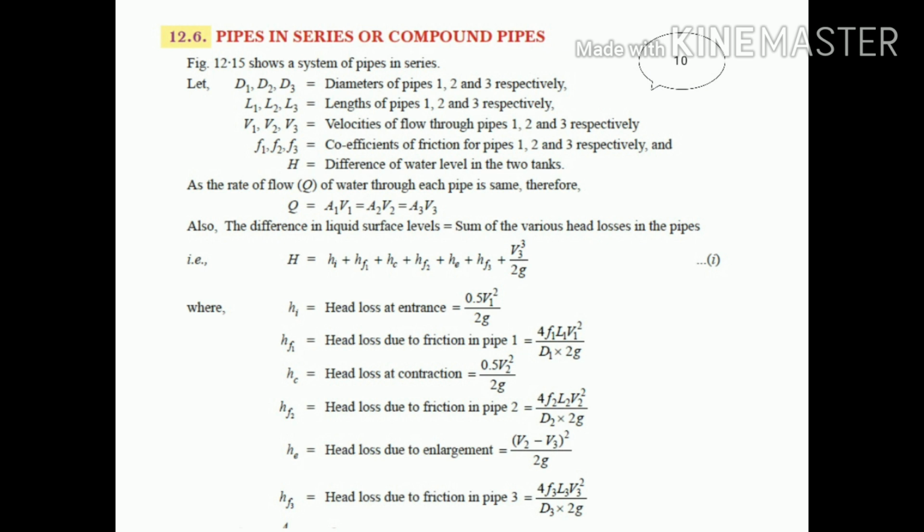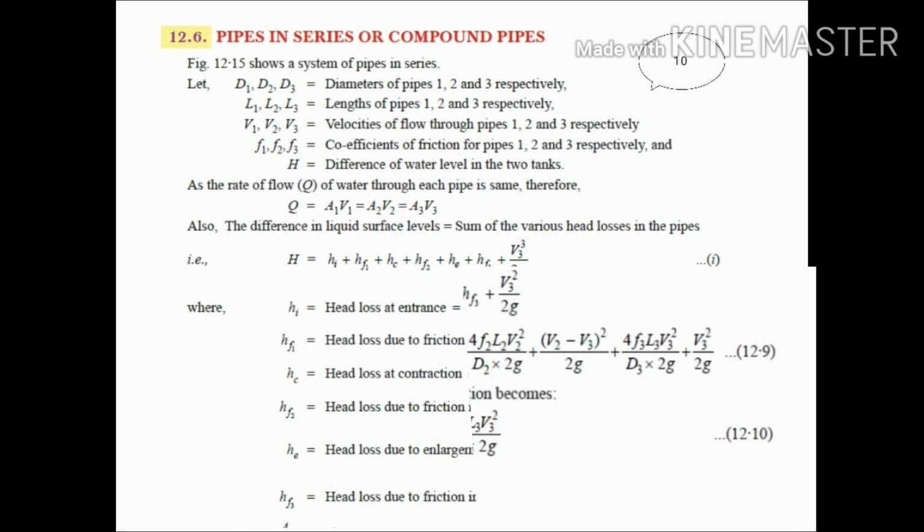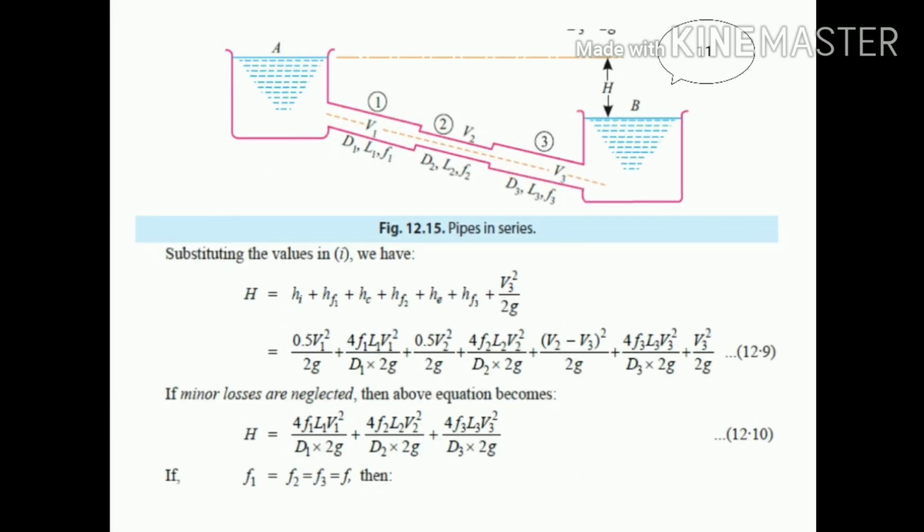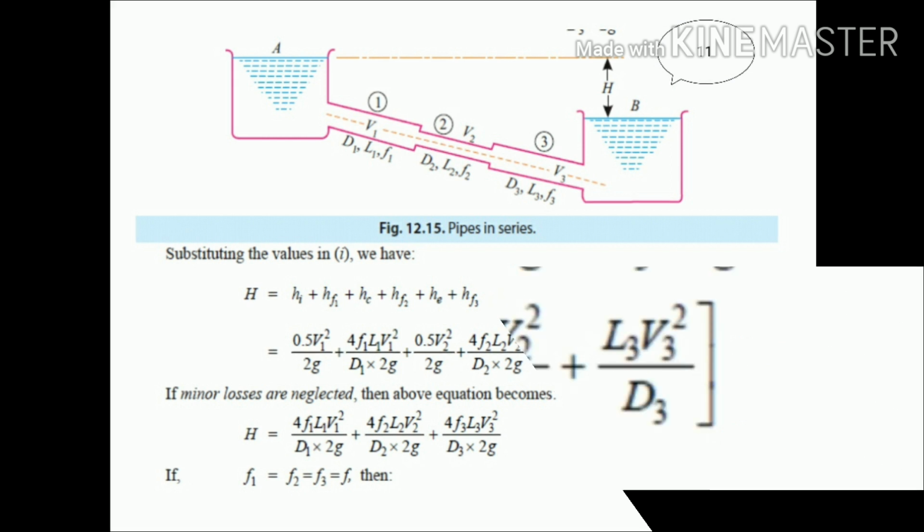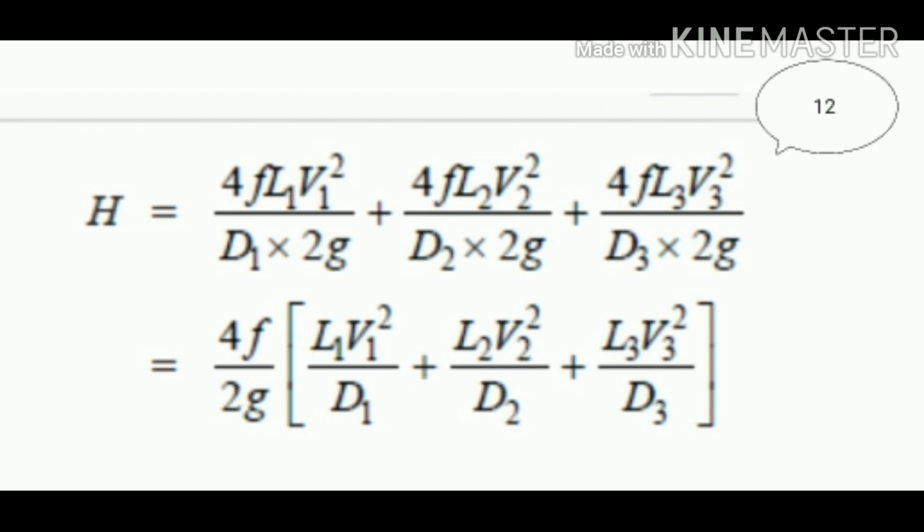So if you just see, these are the simple formulas which I have written. When the friction factor for the pipes is the same, it means not that the loss of head due to friction is the same, but that the coefficient of friction f, the value of 4f, is the same when the pipes are connected in series. So we can take it common from the formulas, and it is simply the formula which you have seen, 4f upon 2g into L1 V1 square upon d1 plus L2 V2 square upon d2.